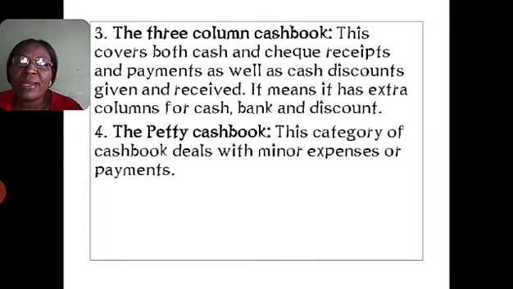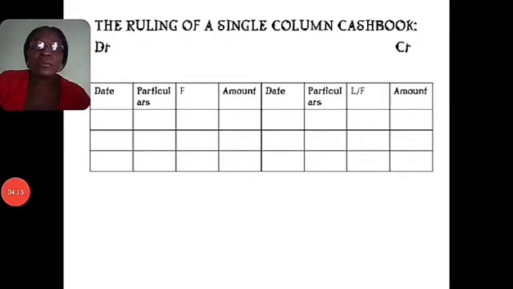Then number 3, the 3-column cash book. This covers both cash and check receipts and payments, as well as cash discounts given and received. It means it has extra columns for cash, bank, and discount. Then number 4 is the petty cash book. This category of cash book deals with minor expenses or payments.